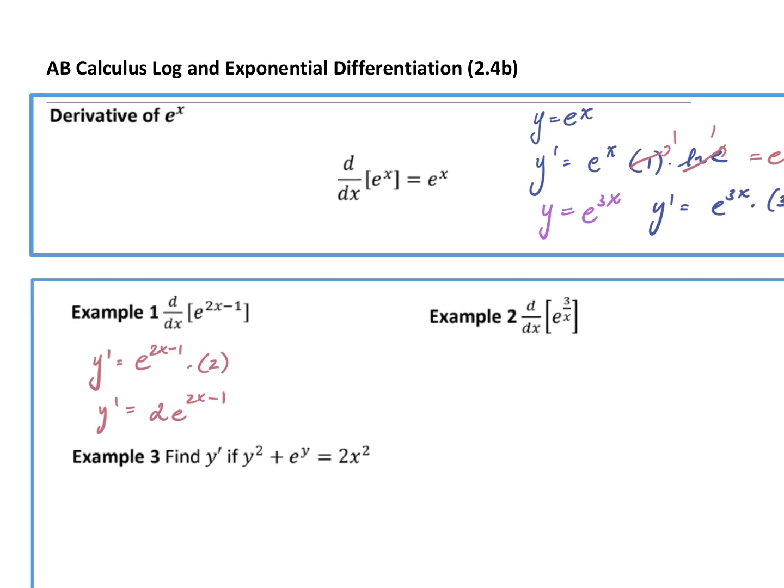For this one, again, I'm going to rewrite it. So y prime is going to be e to the 3 over x, ln of e, which goes to 1, and then I'm going to do the derivative of the exponent off to the side. So this is 3x to the minus 1. So it's going to be times negative 3x to the negative 2. So x to the minus 2. So we're going to get y prime equals negative 3e to the 3 over x squared.